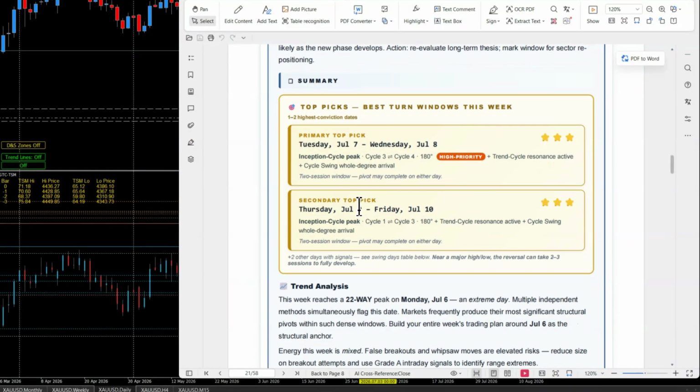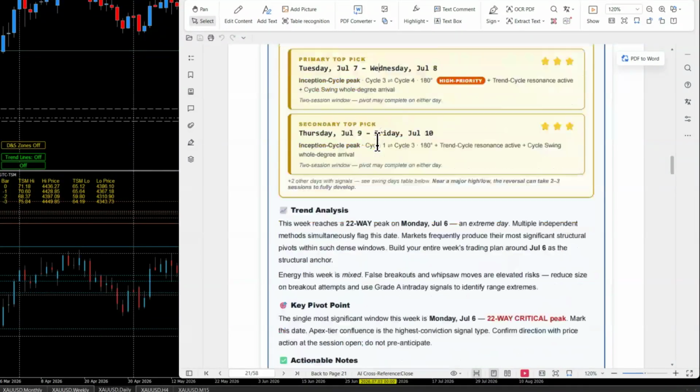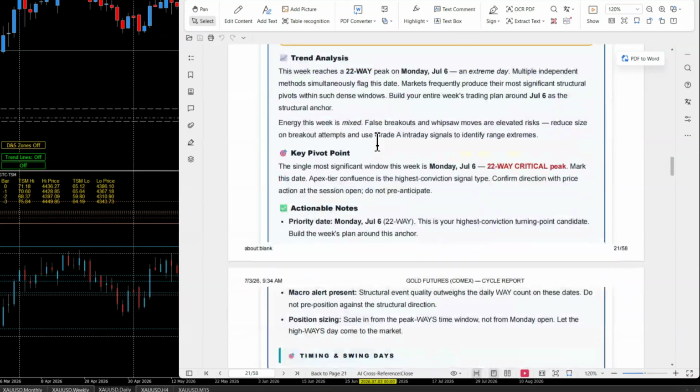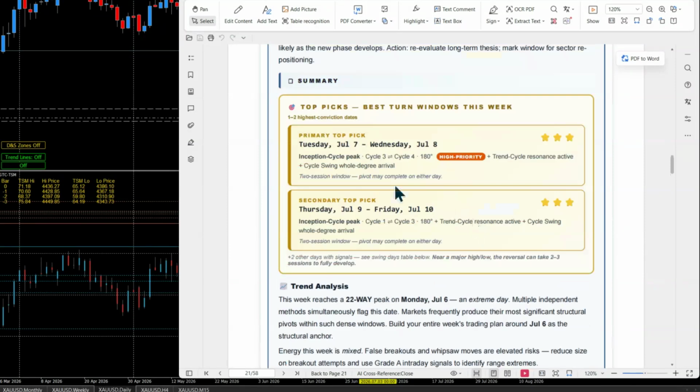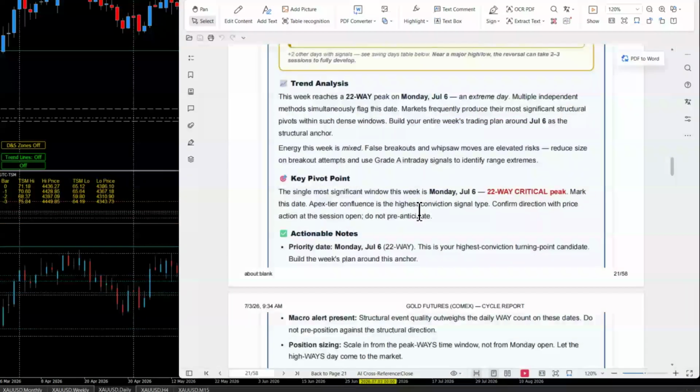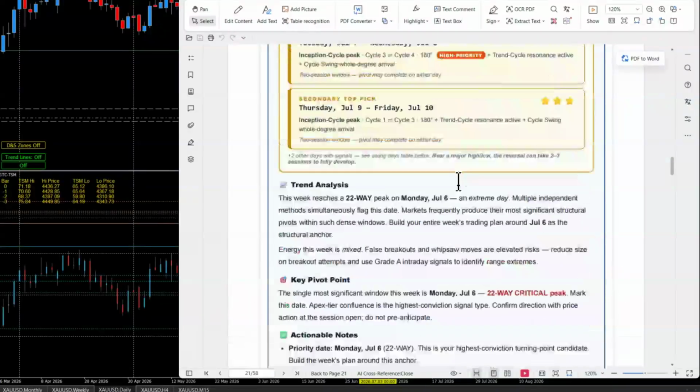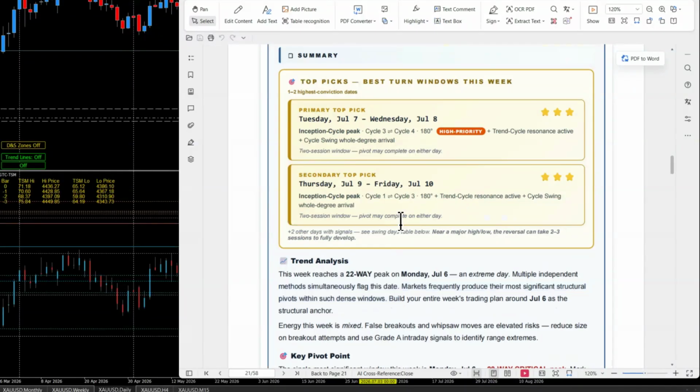Now look, this has got 4 days. So I'm thinking to myself, well, look, if there are 4 days here, let me just check where I can do actionable notes, okay? So it's already telling me, look, Monday, July 6 is good. All right, this is the highest conviction turning point candidate. So even though I've got 4 days here, it's already giving me Monday as well. So I'm thinking, wait a minute, that's 5 days of the week. Okay, so obviously this is going to be a critical week, and we've got Tuesday, Wednesday, high priority.